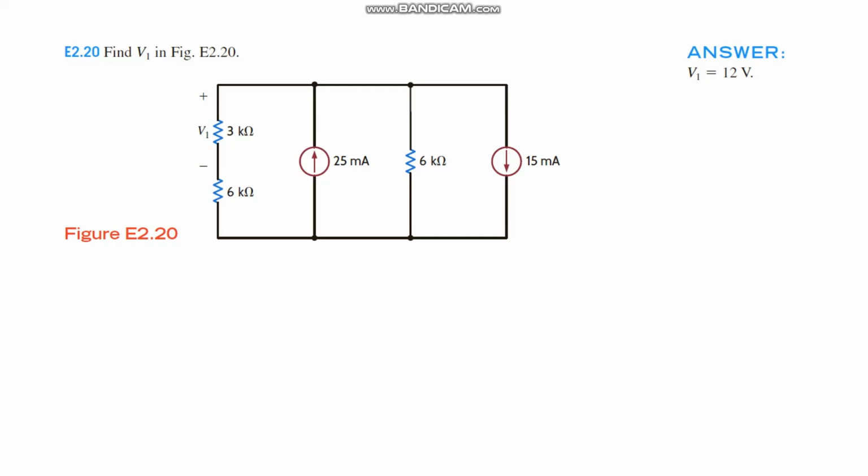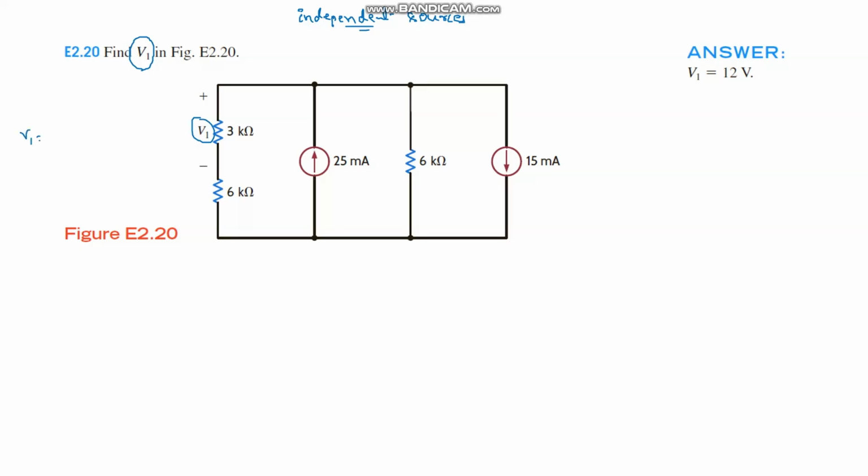One more question on KCL. In this circuit, we are using only independent sources, not dependent sources. Here the question is, we have to identify the value of V1. Where is V1? What is V1 according to the circuit?